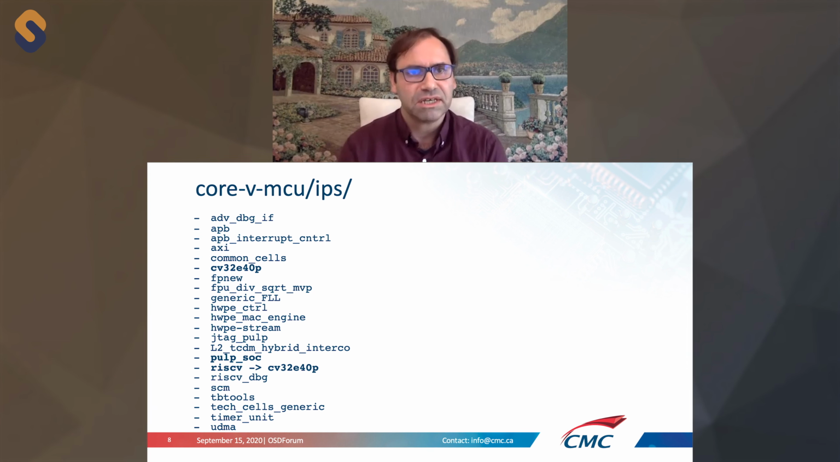In terms of the IPs that are provided, there's a debug interface, an APB interrupt controller, and the CV32E40P core. If you follow the instructions, that will also be instantiated within this directory. And the Pulp SoC subdirectory includes the RTL that will instantiate the CV32E40P within the platform.